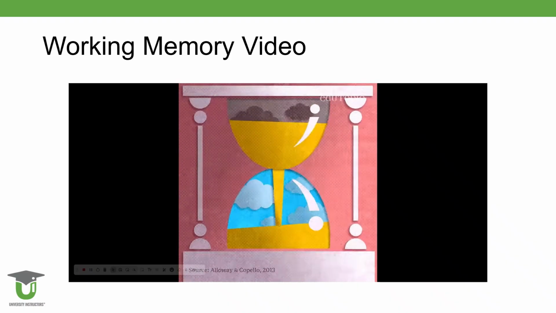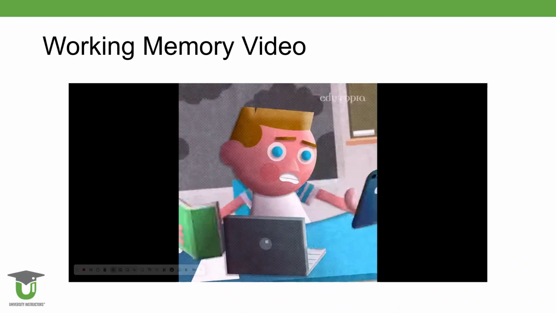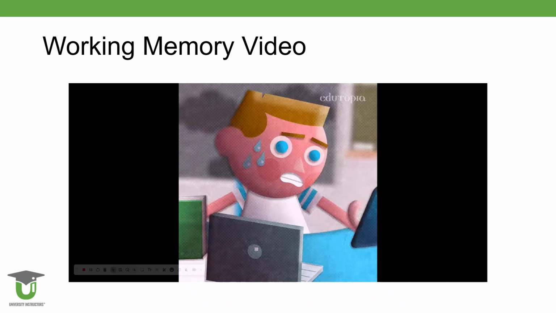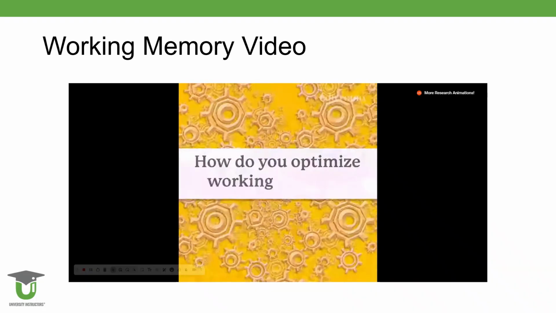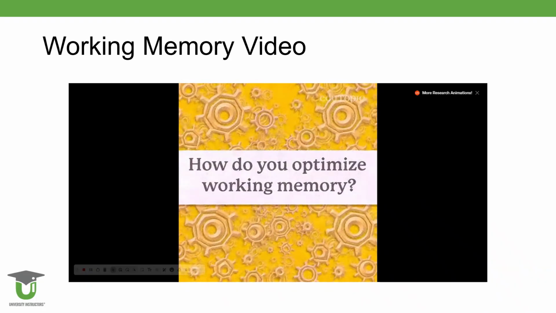But working memory is also a finite resource that competes with other brain systems, and it can be pulled offline when a student is distracted, anxious, or simply trying to learn too much, too fast. So, if working memory is crucial to learning, how do you optimize it in your classroom?